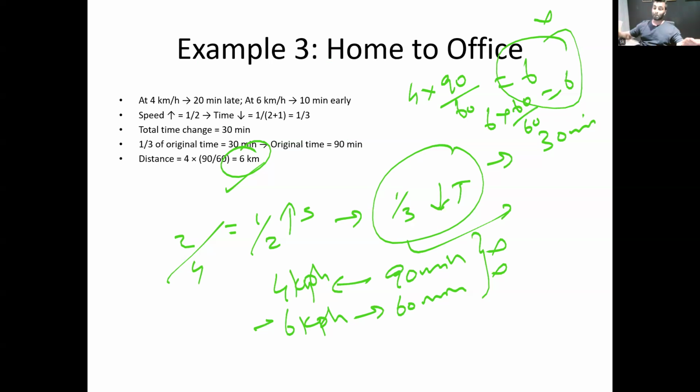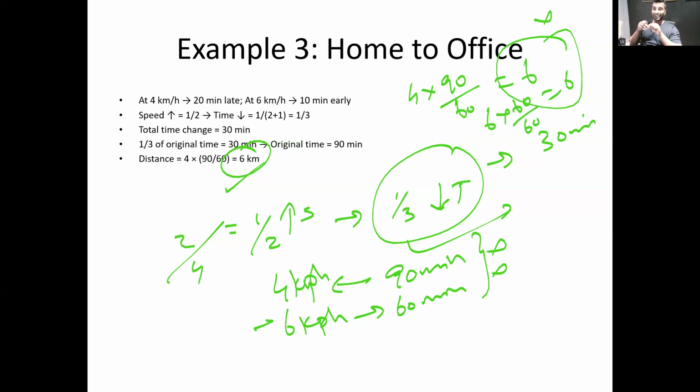Now, there is one more question they can ask you. What could that question be? Any examiner preparing for any exam at any difficulty level, the maximum that he can ask us is this. When he travels at 4 km per hour, he is late by 20 minutes. When he increases, he is early by 10 minutes. What should be the speed at which he should travel so that he will reach on time?